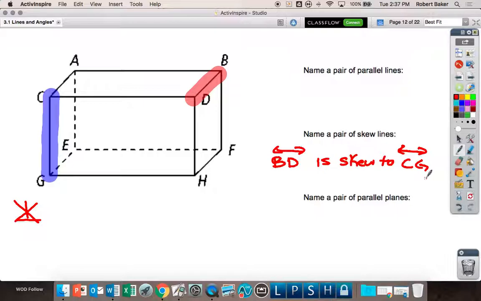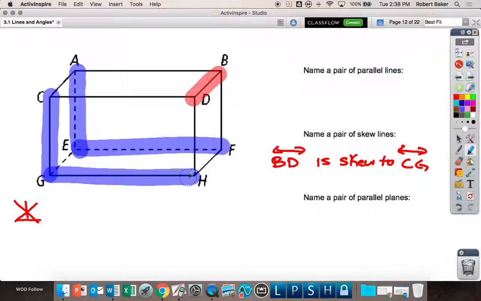All right, so let's keep the red line and then give me another line that is skew to the red line. AE, perfect. Different side of the box, different direction. Is there any other ones? EF. Yeah, so this one down here is also skew. And then GH. And that one right there is also skew. So lots of different answers here. So on your homework, it's asking you to name all of them. But I think 2 is more than enough to kind of understand if you know what you're doing. So if you could do 2 of those, that would be good.